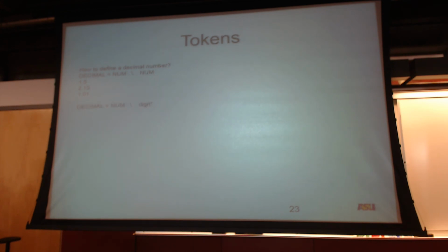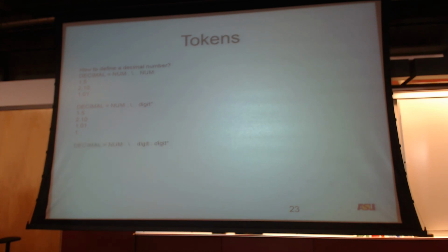So what if we have this: decimal equals num and then dot digit star? And you can have an epsilon, but then what will that be? So 1.5 you have, right? Fine. You can create that. 2.10 you can also have that. 1.01, yes, you can have that. But you can also have this: 1 dot. Right? That's what you are saying. But this is not a decimal number.